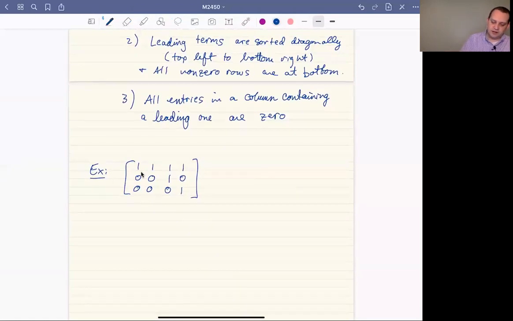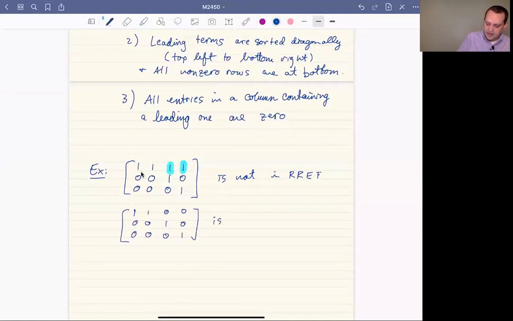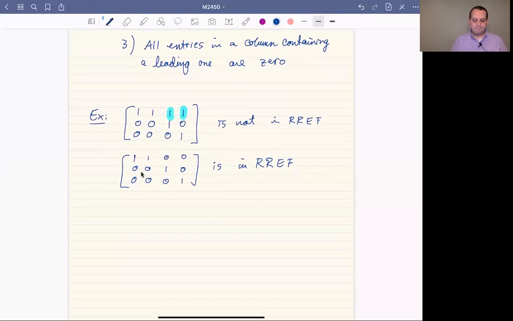But for this matrix, if you have 1, 1, 1, 1, 0, 0, 1, 0, 0, 0, 0, 1, this is not in reduced row echelon form because the problems are right here: you have values in a column containing a leading one, and those values are non-zero. If you were to make those values 0, this is in reduced row echelon form. So that is reduced row echelon form.